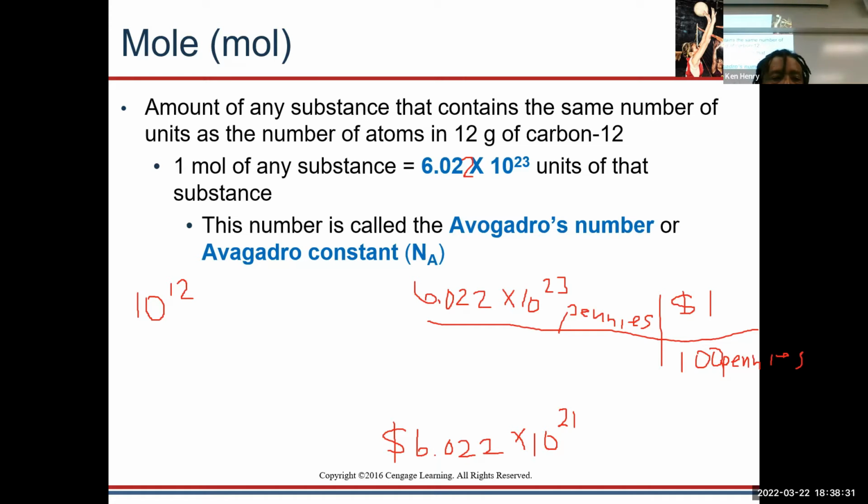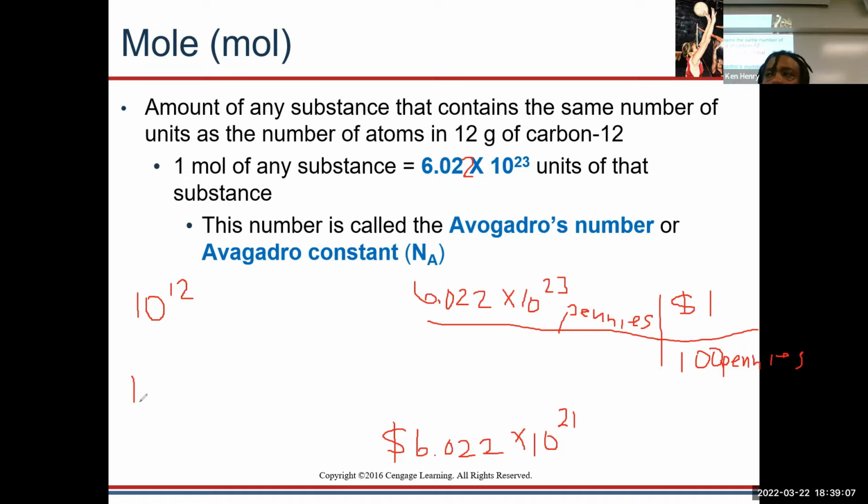So let's see how we can use the mole. Just to clarify, one carbon atom is 12 grams? No, not one carbon atom. One carbon atom weighs 12 AMU. 6.022 times 10 to the 23rd carbon atoms weigh 12 grams. Okay. Does that make sense? Yes.